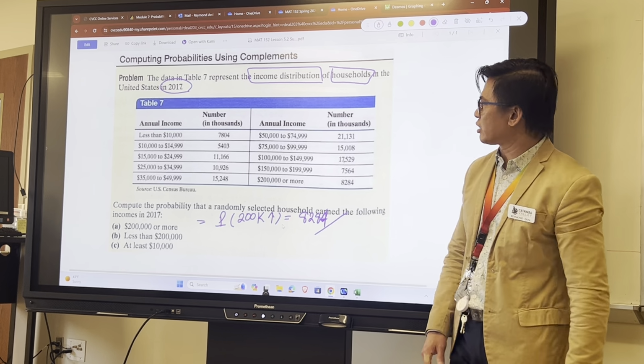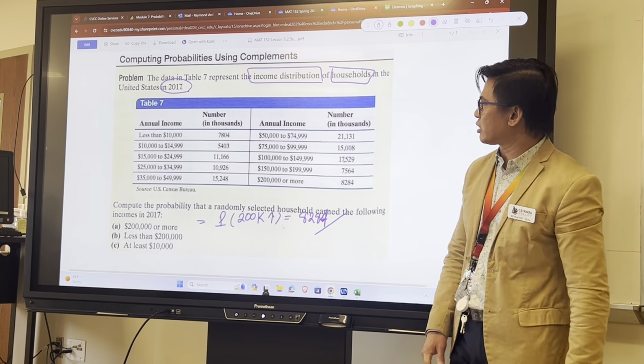So how do we get the sample space? Well, we're going to add up all of those households all together. It doesn't say in here how many households there are in total. So basically, we can just get the summation of all of those households for this entire table. So with that, let's just put it in our calculator. All right, there we go.